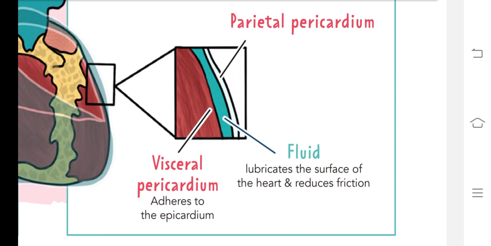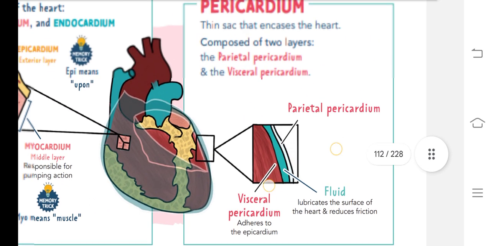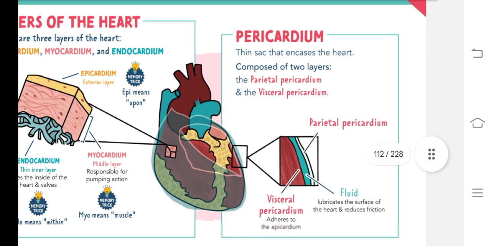Visceral pericardium simply adheres to the epicardium, which is in contact with the heart, and between them there is a fluid which lubricates the surface of the heart, and this fluid also reduces friction. Okay, so this was the whole about pericardium, which is composed of two layers, the parietal pericardium and the visceral pericardium.